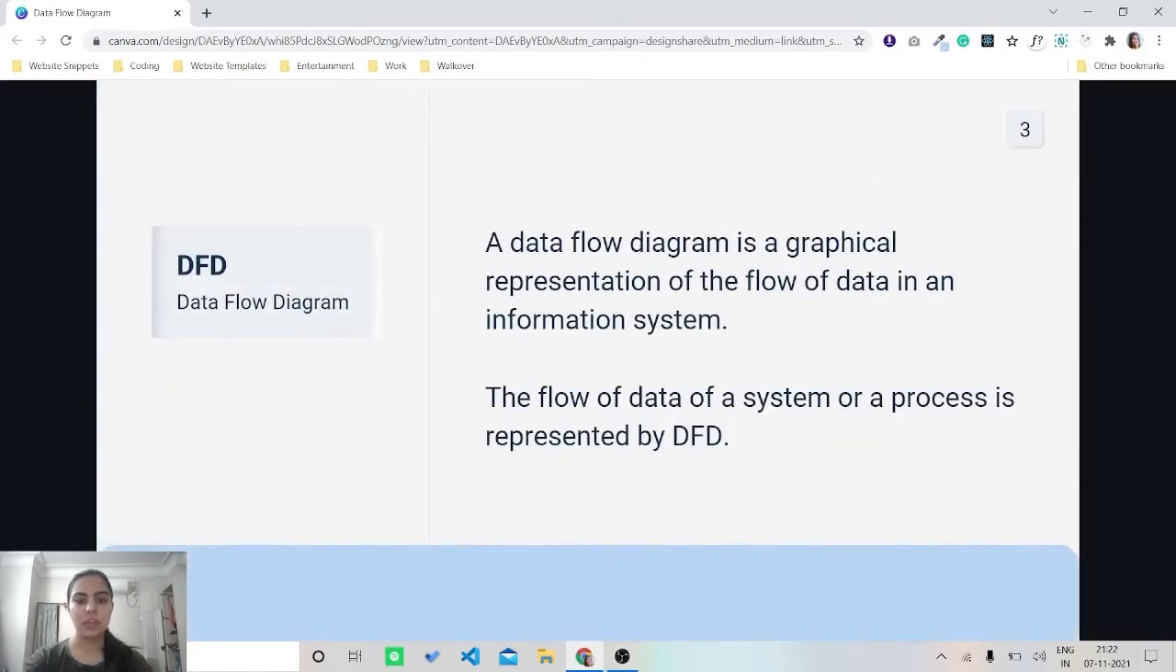DFD, data flow diagram. A data flow diagram is a graphical representation of the flow of data in an information system. It is capable of depicting incoming data flow, outgoing data flow, and stored data. DFD is the abbreviation used for data flow diagram. The flow of data of a system or a process is represented by DFD. It also gives insight into the inputs and outputs of each entity and the process itself.